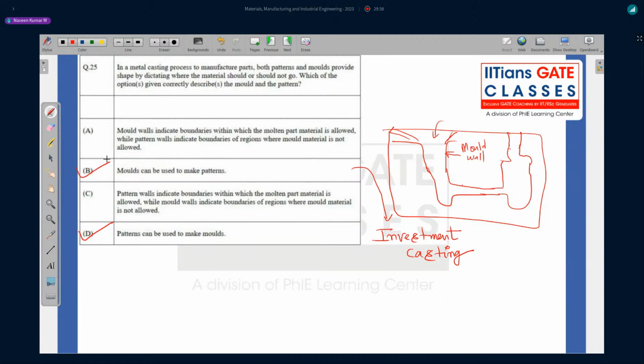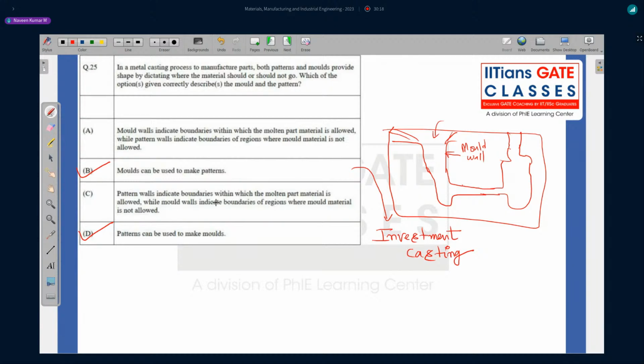Next, pattern walls indicate boundaries within which molten material is allowed. Okay, this is true. While mold walls indicate boundaries of region where mold material is not allowed. So here this second statement is a little tricky. The first statement is true: patterns indicate the boundaries within which molten material is allowed. Pattern materials also should be in contact. It's allowed. While mold walls indicate boundaries of region where mold material is not allowed.